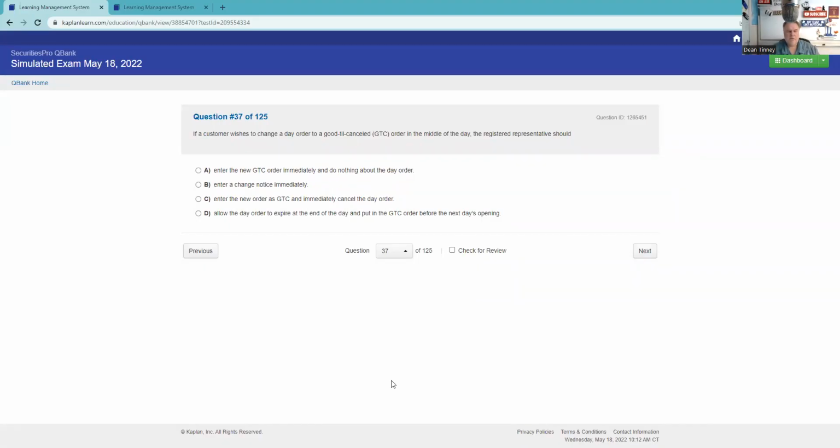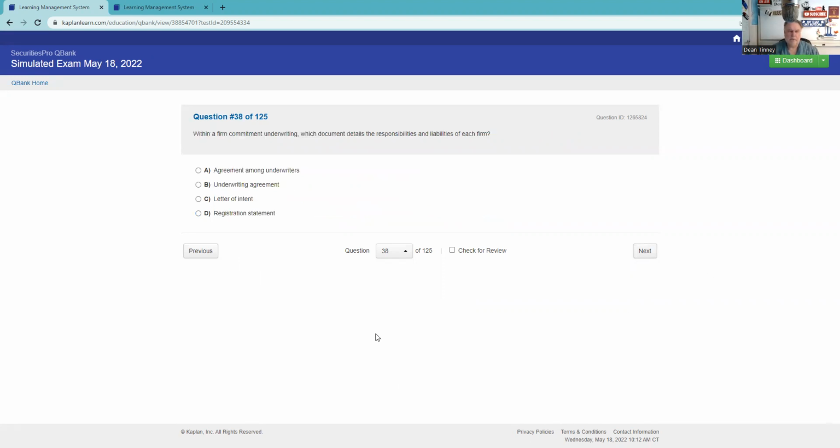So I think the most prudent thing here is to allow that day order to expire, right? And then we put it in GTC the next day. That way we don't have any kind of problem with orders running into each other. Remember, it's already a GTC today, so there's no need to try and do anything to it because that already exists on the order book. So D seems like the best answer. Allow the day order to expire at the end of the day, and then the next day we start fresh.